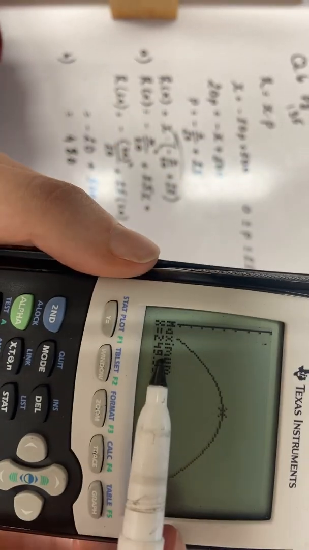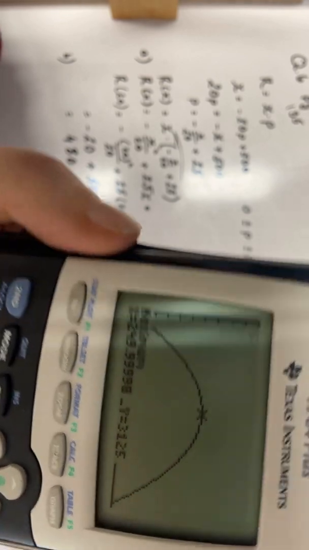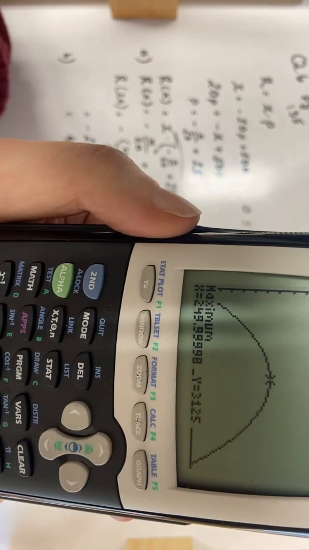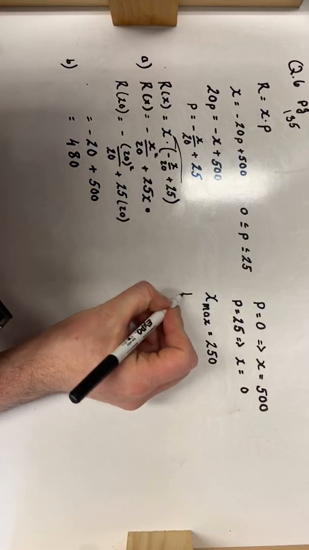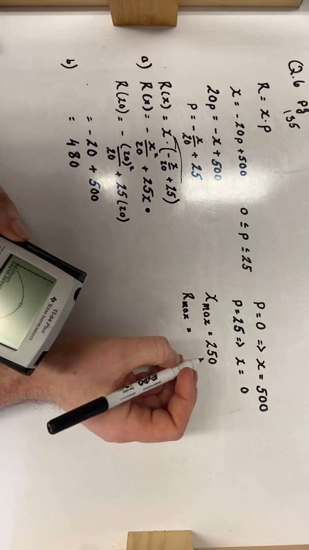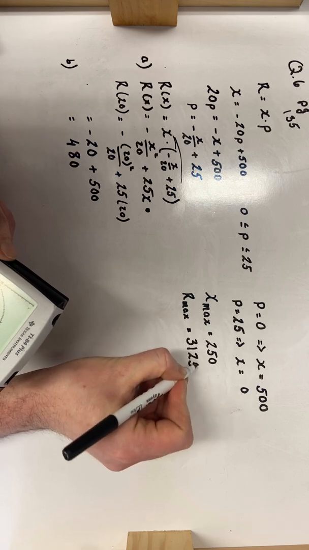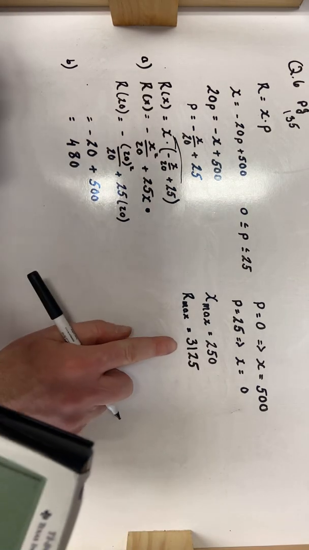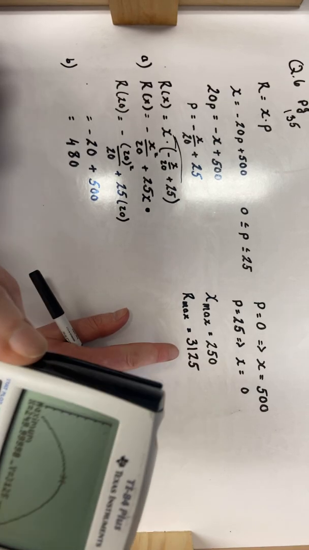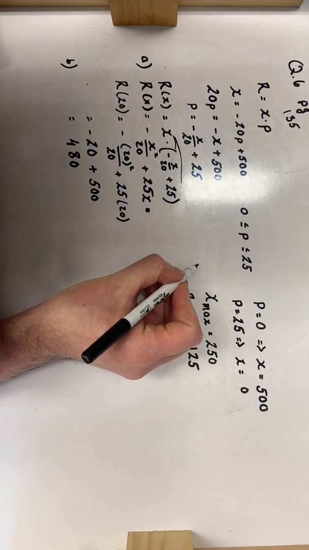My y max then, I can also read that off. That is my maximum revenue. Right here, revenue is on this scale. It occurs at 3125. And so my R max, maximum revenue, occurs at 3125. I say dollars or units of currency right there. So that's my maximum revenue. All right, and so that's part D of the problem complete.